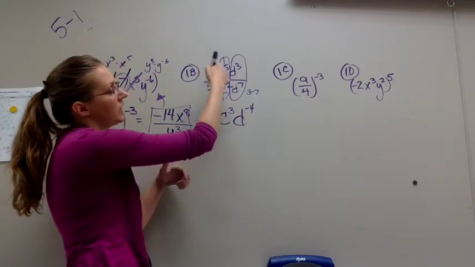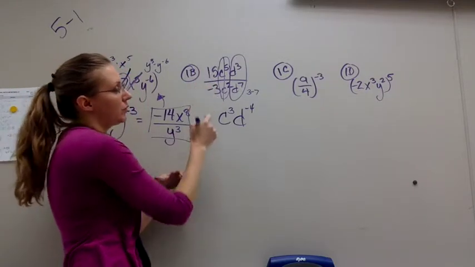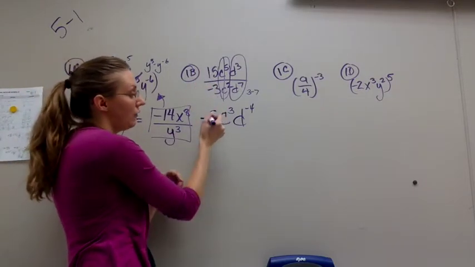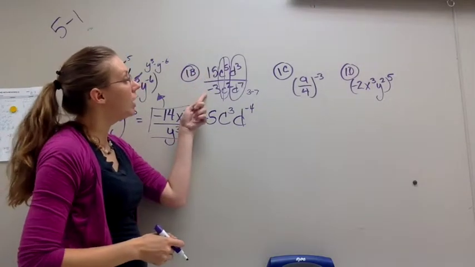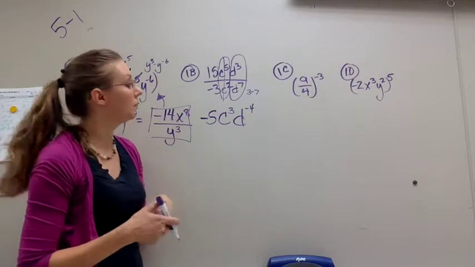And then I'm going to have this, but this should still be simplified. 15 divided by, or excuse me, negative 3, is going to be negative 5. Okay? So I take care of my constants. I take care of each variable in line with each other by subtracting.